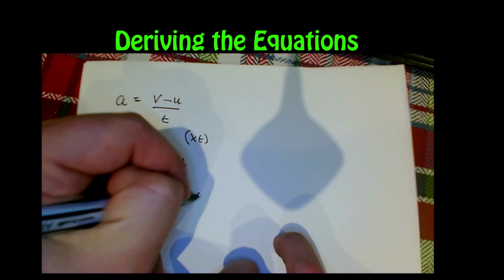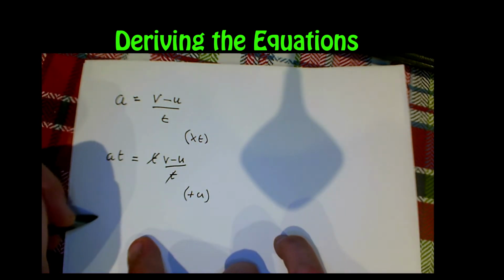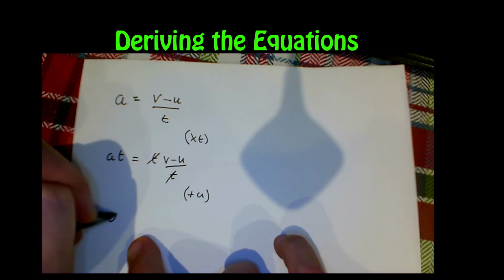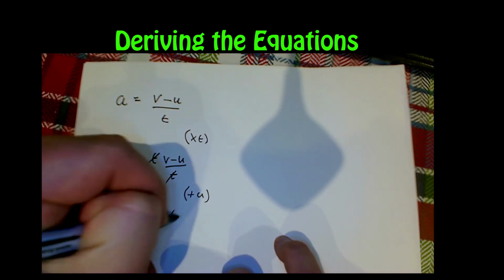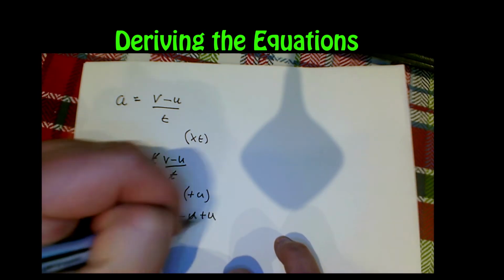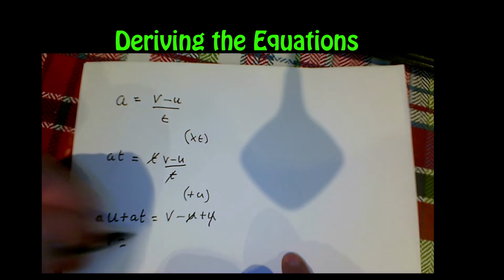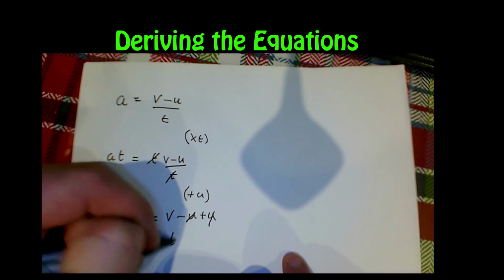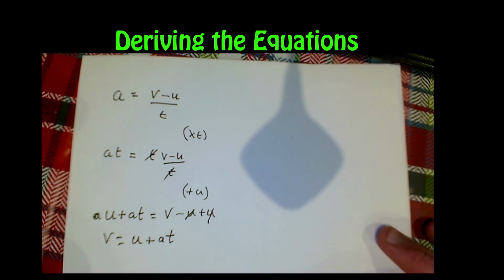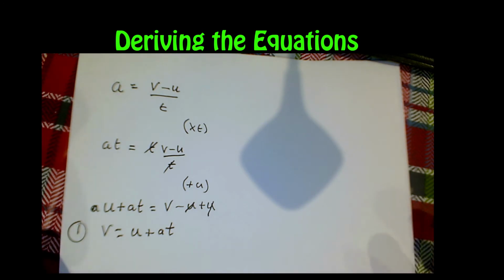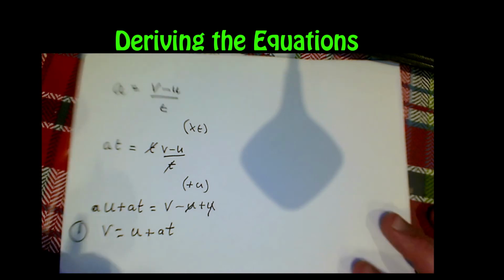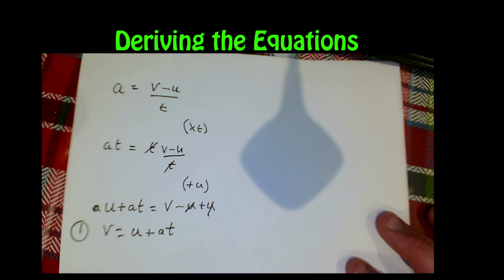Next we're going to add u to both sides, so I get u plus at equals v minus u plus u. They cancel, and that gives me v equals u plus at. Okay, and this is known as equation 1. This is our most simple xuvat equation.